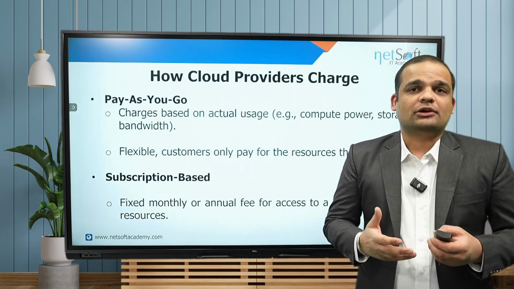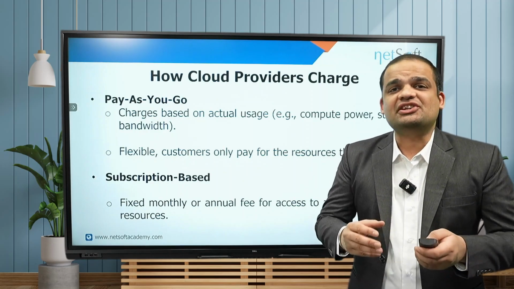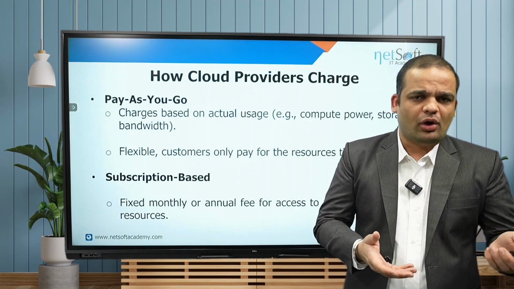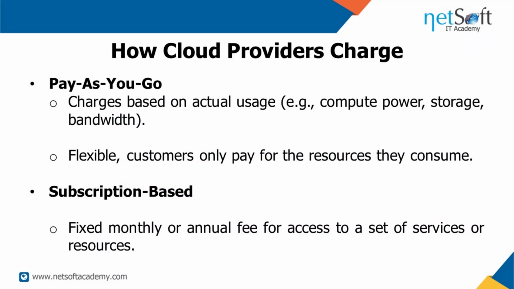Let's start with how cloud providers charge for their services. There are several pricing models, each designed to fit a different scenario or use case. Now, the first one is pay as you go. I mean, just the topic explains it all. Pay as you go. So this model charges you based on the actual usage. For example, you pay for the compute power which you used, the storage which you utilized, and the bandwidth of network, how much data you are moving between networks.